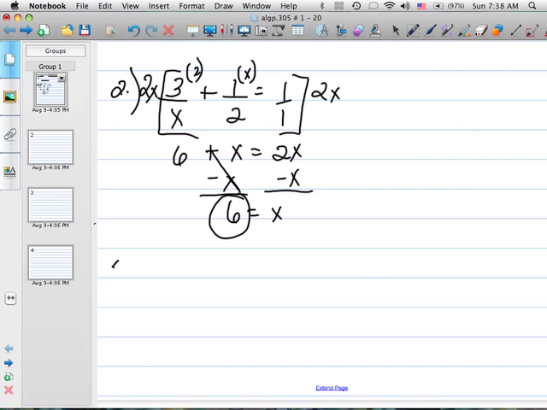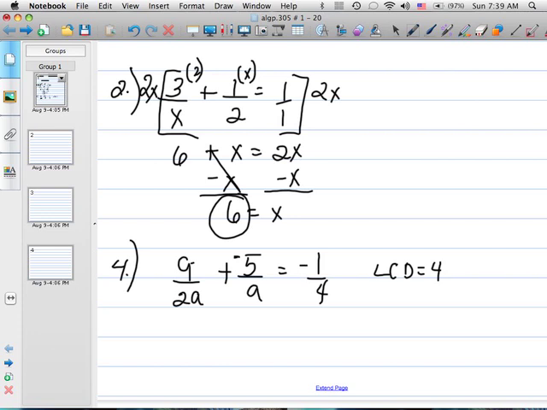Problem number 4, still in the oral exercises, it's 9 over 2a minus 5 over a equals negative 1/4. So this is plus a negative 5. So the least common denominator, I have a 2 and a 4. So that would be 4, and I have to have an a, 1a. So I'm going to multiply both sides by 4a.